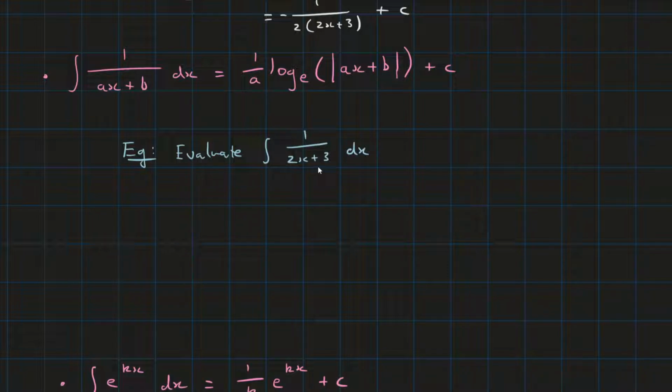Now, let's evaluate this thing. We've got 2x plus 3 at the bottom, so it's very similar to last time, except obviously it's this unique formula. So to evaluate this, we go 1 over 2 log base e, and then we just do straight line 2x plus 3 plus c on the outside. Now just note that if you had to evaluate 2x plus 3 or whatever's inside this bracket, if you get something negative, just make it positive, and that'll fix all your issues.